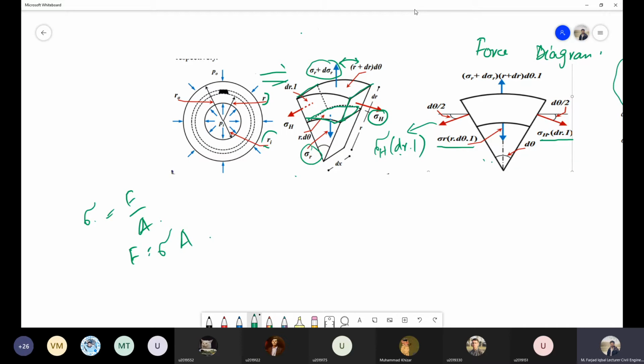Now there is one thing that is shown over here, that is this angle d theta by 2. Now we know that this angle is d theta. Can anyone explain why this angle is d theta by 2? Take 30 seconds and try to figure out why this angle is d theta by 2. Can anyone explain the correlation?